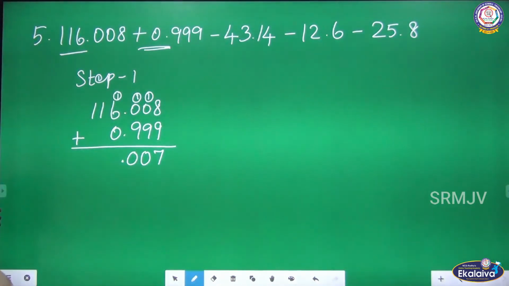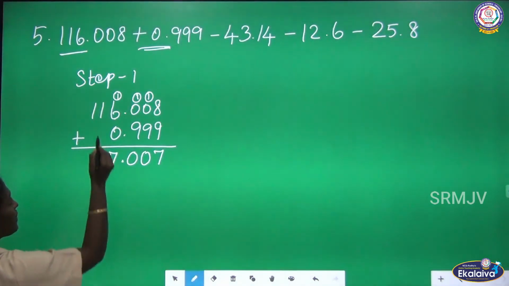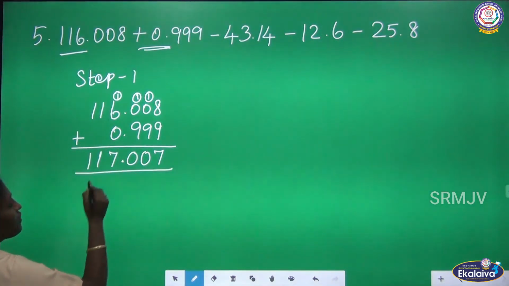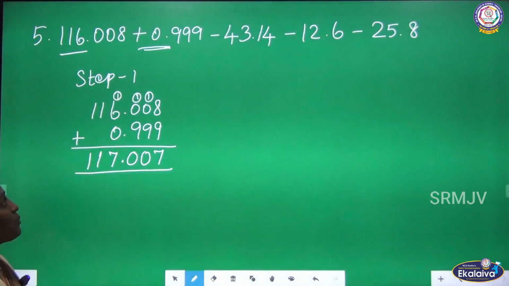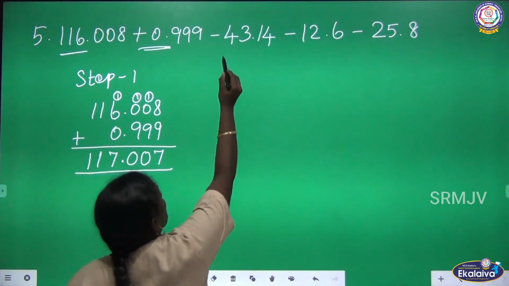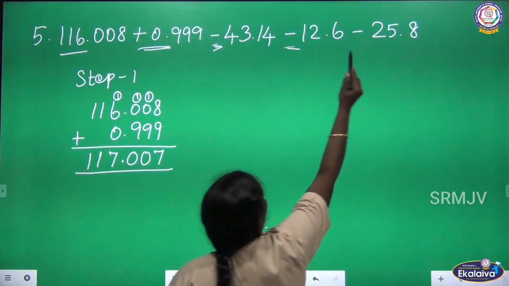Before that, we have to keep the decimal point. 1 plus 6, 7. 7 plus 0, 7. In tens place 1. In 100 place 1. We got 117.007 in step 1. In step 2, we have to add the numbers which are having minus symbol.